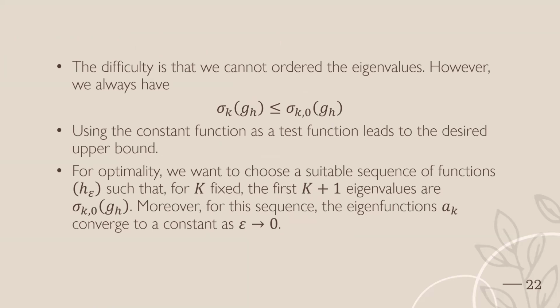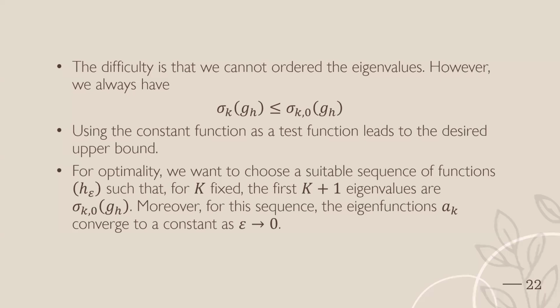To prove the optimality, again, we need to choose a good sequence of functions h, but here it's a little bit trickier than before, since we cannot order the eigenvalues. So for the sequence that we choose, we need to make sure that the first, let's say, k plus 1 eigenvalues, so we fix the number of eigenvalues that we want to be equal to sigma k0. So we cannot say that the ordered eigenvalues are sigma 0,0, sigma 1,0, sigma 2,0, etc.